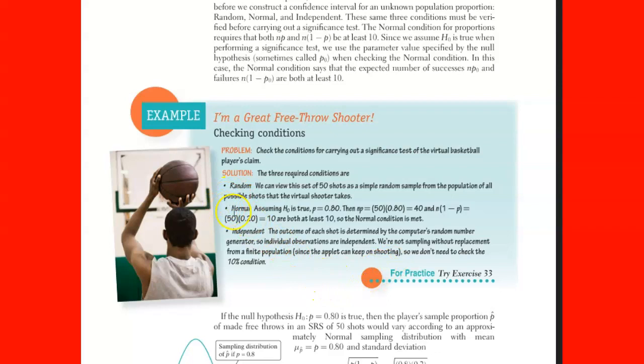So, randomness, normality, and independence. Randomness will be stated, normality, n times p and n times 1 minus p, independence will be the 10% condition. Just a side note here, normality for proportions. The central limit theorem only works with means, not proportions. N times p and n times 1 minus p is our only chance in proportion problems. The central limit theorem will be in 9.3. It will be when we're talking about means.